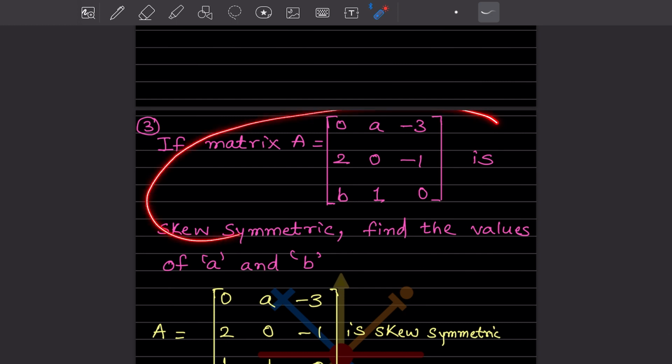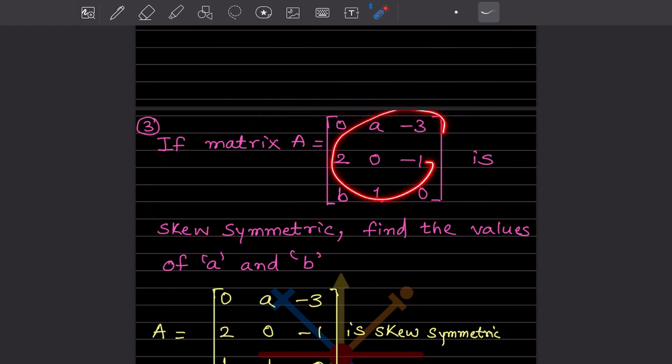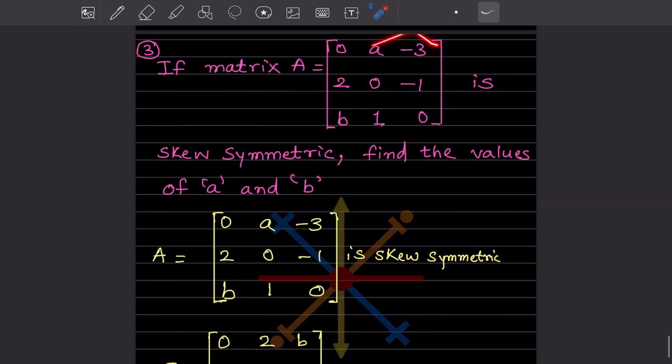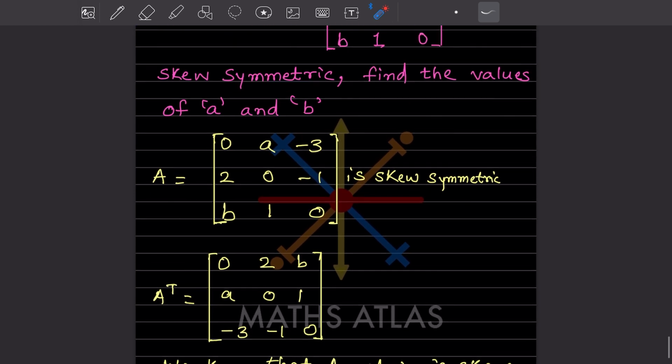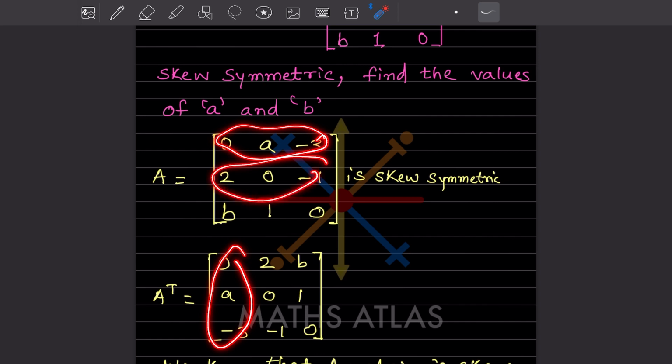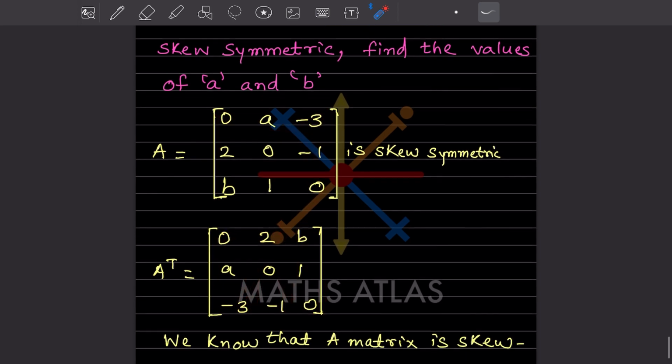Now this is the question given here. Matrix A is this one, is skew symmetric. Find the values of A and B. So here, first thing, what are we going to do for this one? We will find the A transpose of it. So this all will be here. This all is going to be like here, and this all is going to be this one. So this is the A transpose.